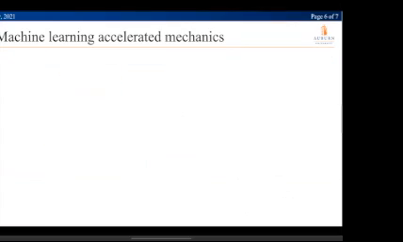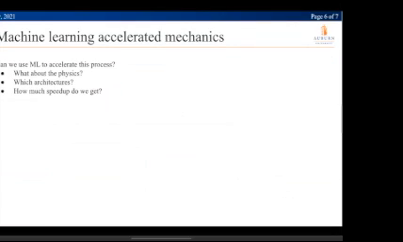So our goal is, can we use machine learning to accelerate this process? And we don't want to compromise on the physics of the problem. We want to leverage the state-of-the-art architectures, and we don't want results that would be inconsistent from physics. And then we can ask, how much speed up do we get?